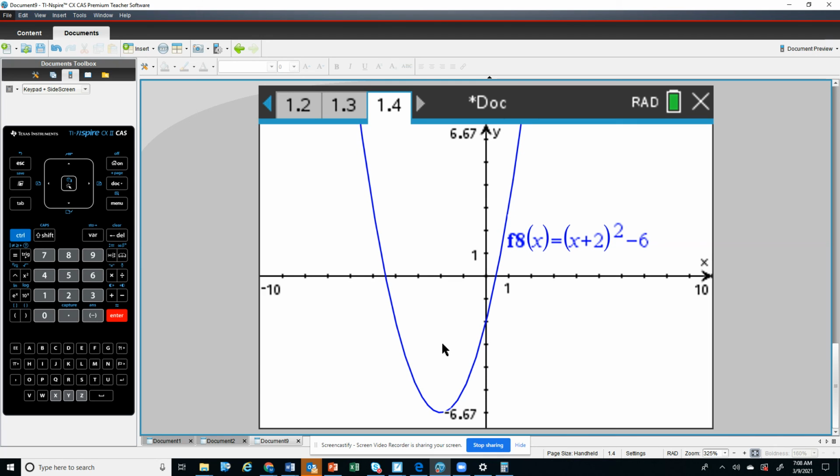Go ahead and pause the video and think about it. Now, if I went up 2 units, therefore this value is going to change. So if I go up 2 units, I'm going to move the vertex. I'm going to shift the graph up 2: 1, 2. What's my new k going to be? It's going to be 4. So this would become minus 4. That's my new equation: parentheses x plus 2 squared minus 4.